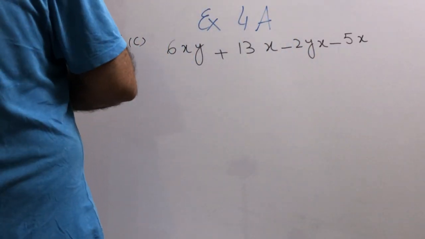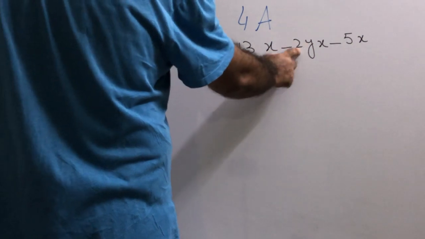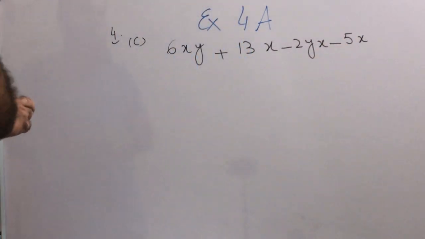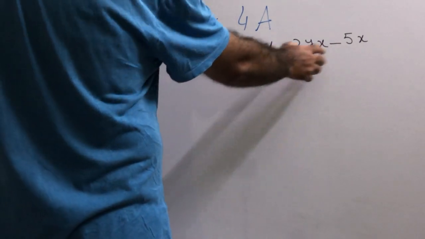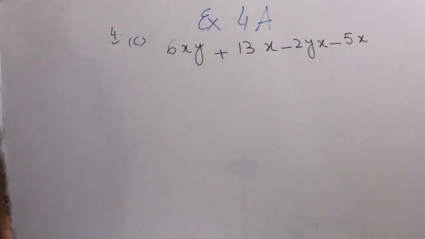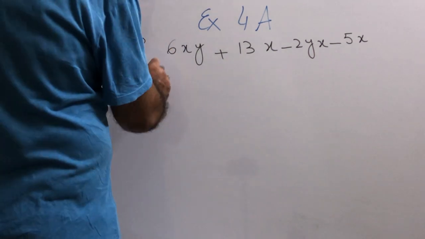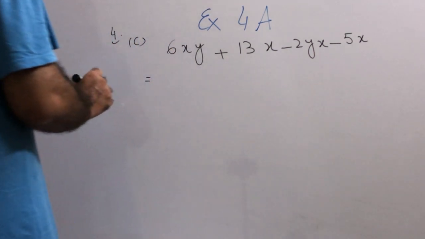Here the numbers are the constants. This 6, 13, 2, 5, these are called constants. These are also called coefficients. This xy, these are called variables. Now the very first point is that we need to make neighbors the like terms.